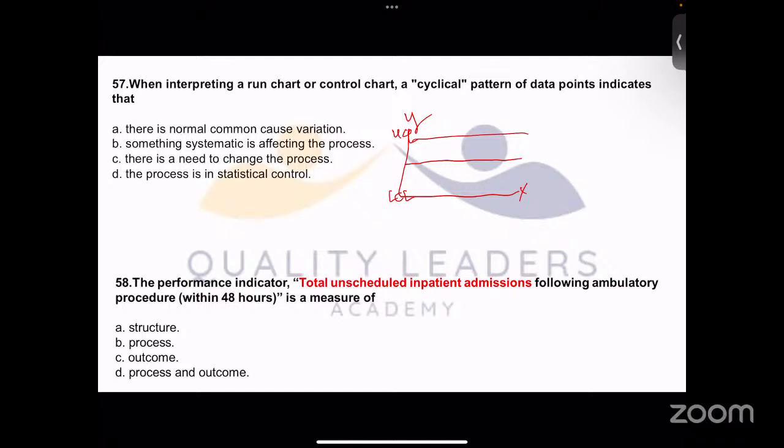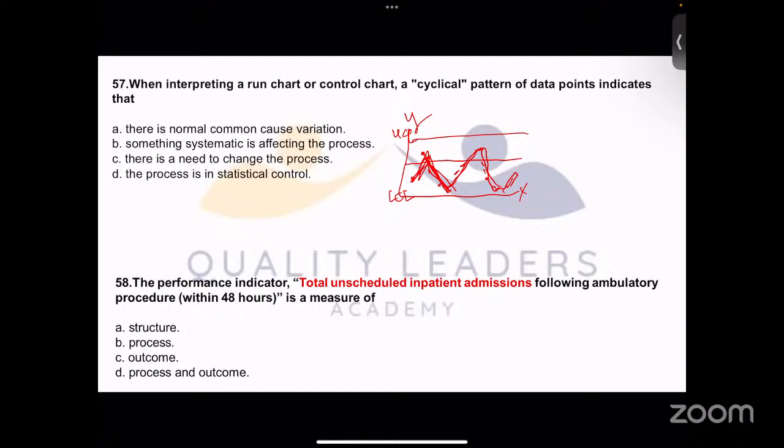Okay. So it looks like this, like that, and like this. Example. Okay. So just connect the dots. Okay. So there is a cyclical pattern. So is this normal? Okay. This kind of pattern, is this normal?